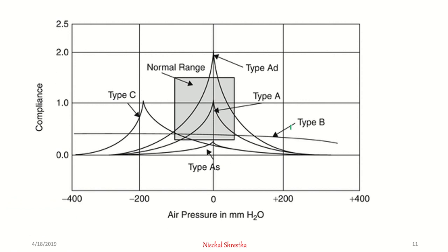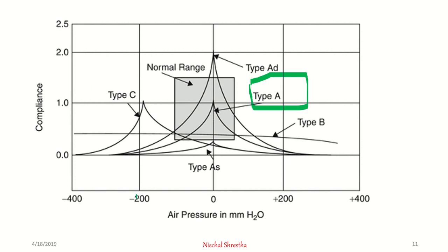So here we have a graph, and in this graph we can see 1, 2, 3, 4, 5 types of graph. This type is a normal type.